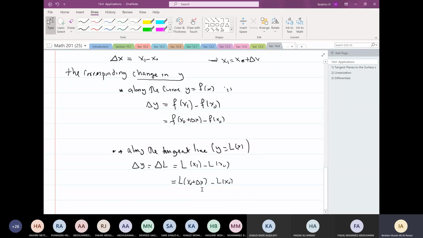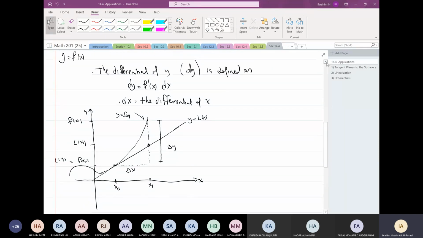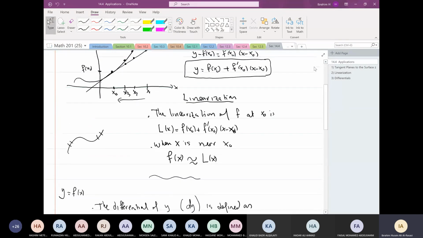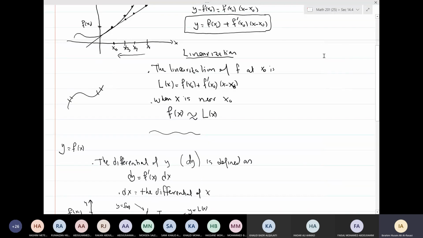What is L of x0 plus delta x? Can I compute this? Yes. Why? Because I have a formula for L. It is the linearization, and this is what we did last time. So what is the formula for L? This is the formula for L.